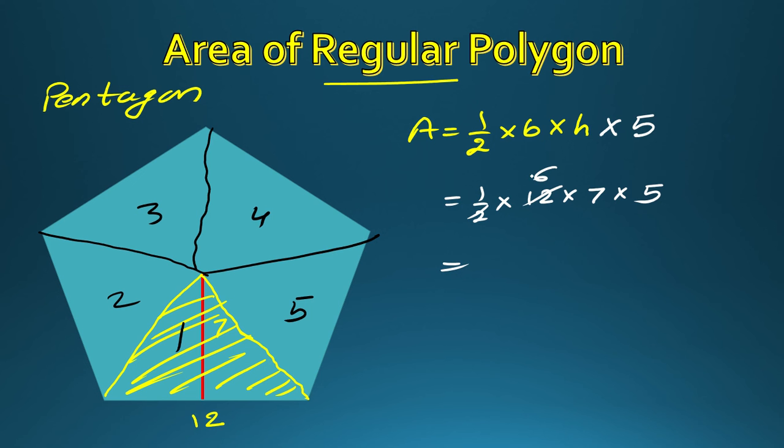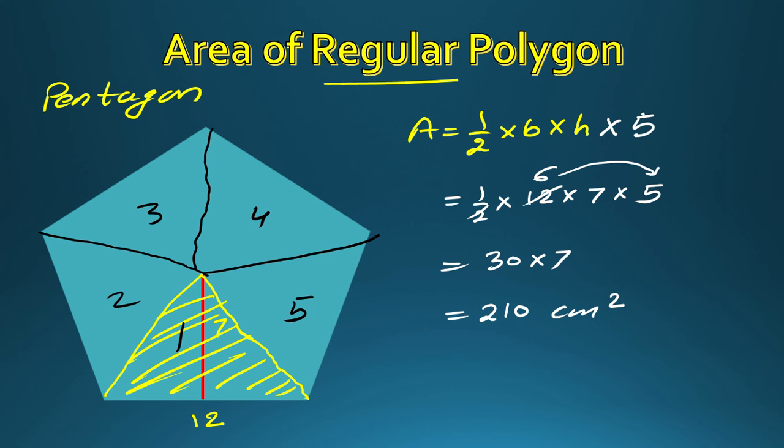Yes, one more thing here, my dear students. If you multiply in a simple way, then maybe it will take time. So what you can do here, you can regroup it. 6 multiply 5 is 30. And 30 multiply 7, it's very easy for us to calculate. Yes, centimeter square. Okay, like this you can solve the question.